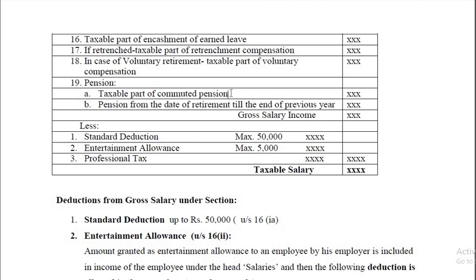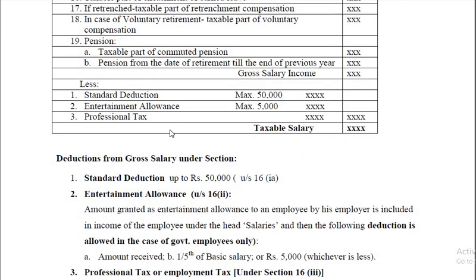So if you add up all these things, you'll get gross salary income. Therefrom, as I already mentioned, 3 deductions. Standard deduction at the rate of 50,000, this is the maximum deduction now applicable. Last year, for assessment year 2019-20, the deduction was 40,000, but for 2021 the deduction is hiked to 50,000. And entertainment allowance: it is maximum 5,000, that is, 1/5 of basic salary or actual entertainment allowance, whichever is less. So normally 5,000.